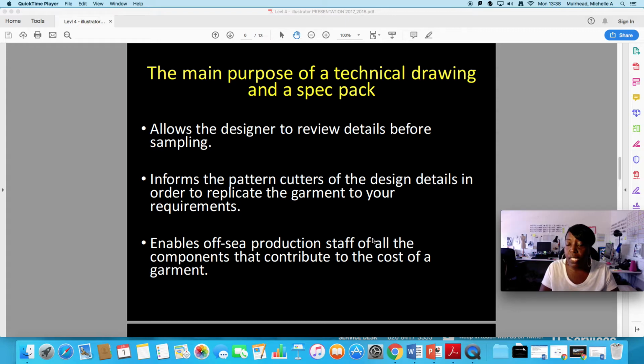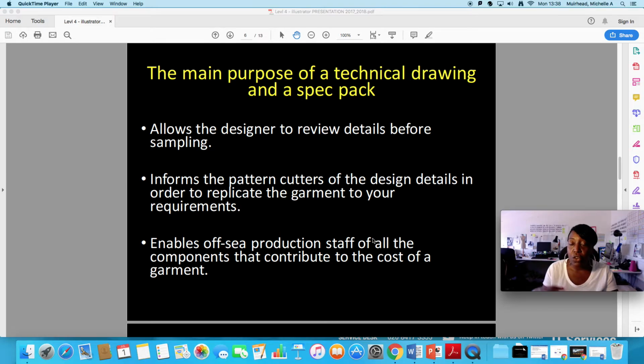So when you get to level 6 and you might need to get some of your samples made, it informs them of the design details in order for them to replicate the garment to your requirements. So instead of picking up the phone and saying, I want this, this and that, it allows you to have a formal document that says, this is what I want, follow this, and I will be happy, basically.